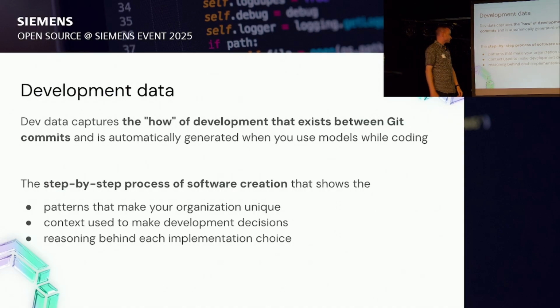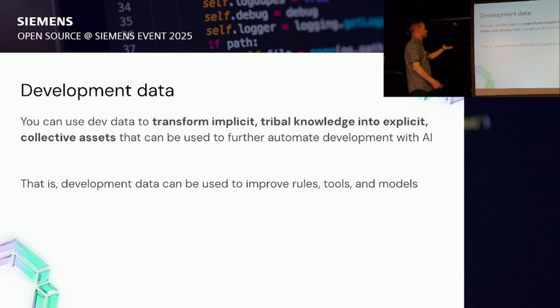Those kinds of things. What you're able to do through that process, what today is generally implicit, it's tribal knowledge, it's stuff that y'all share amongst each other, it's often stored in your head or in disparate places where you know to go find it. That implicit knowledge is becoming explicit, and it's going to be collective assets that are able to further automate development in AI, and we'll talk about the ways that's done. But at a high level, it can be used to improve the rules that you have in your org. It can help you improve the tools, and it can also help improve the models.